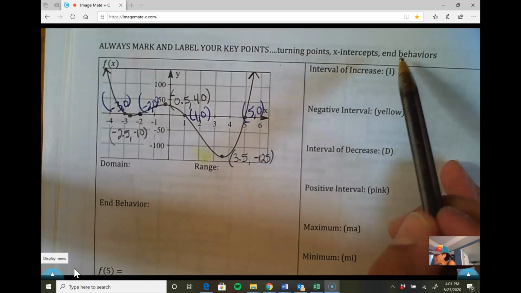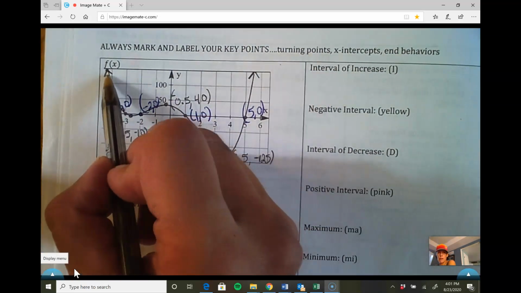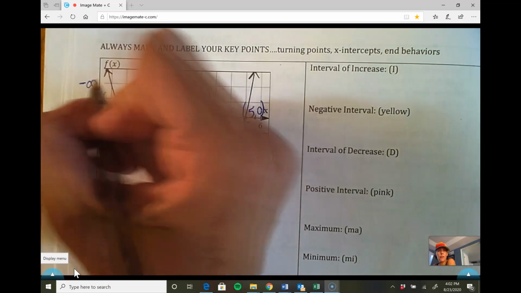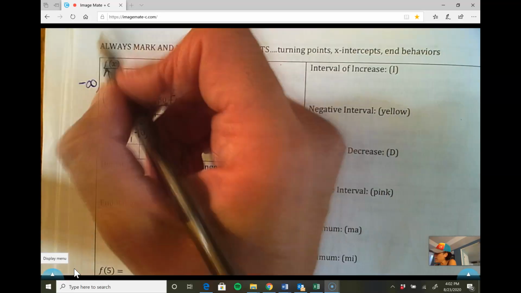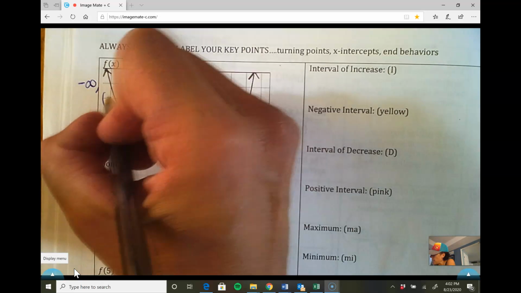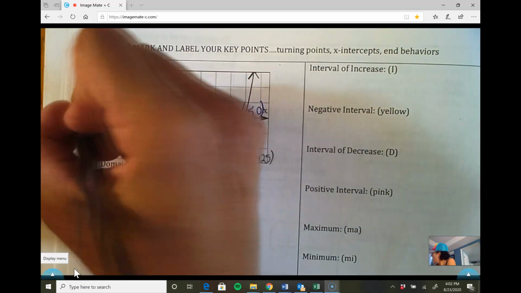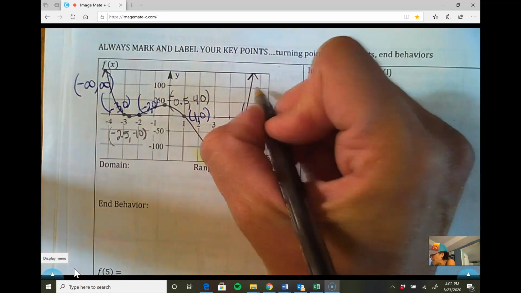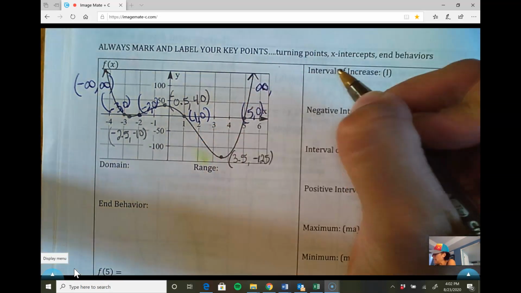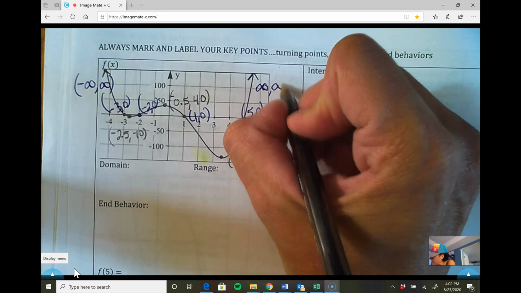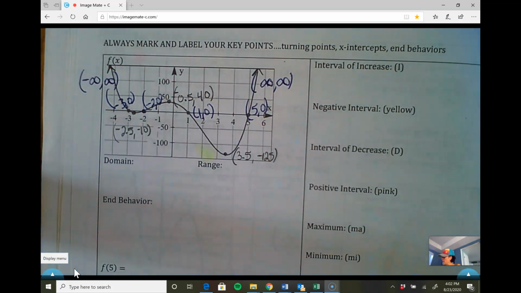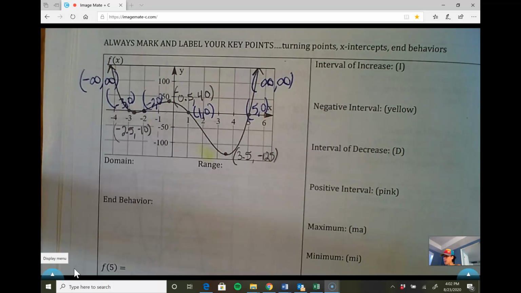And then I want to get my end behaviors. So what is this arrow saying? Well, it's going left, so left, right. Left is -infinity for x, and it's going up, so up is y, and that's infinity. And then over on this arrow, it's going to the right, so left and right. Right is bigger. And it's going up, so up is bigger. I'm going to write that. All right, so I've got my turning points, my x-intercepts, and my end behaviors. If I write these once, I never really have to think about them again.